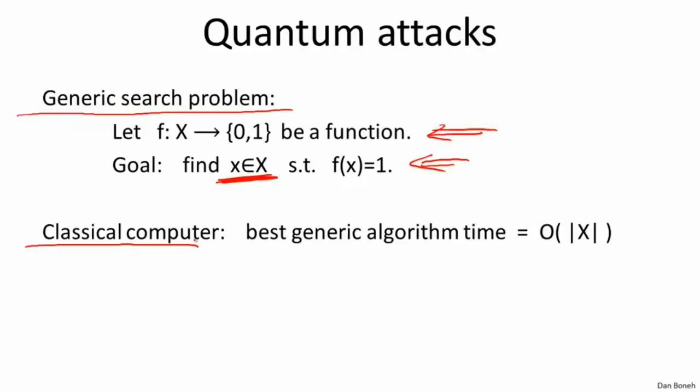Well, on a classical computer, what can you do? The function is given to you as a black box. So the best you can do is just try all possible inputs. So this is going to take time which is linear in the size of the domain.